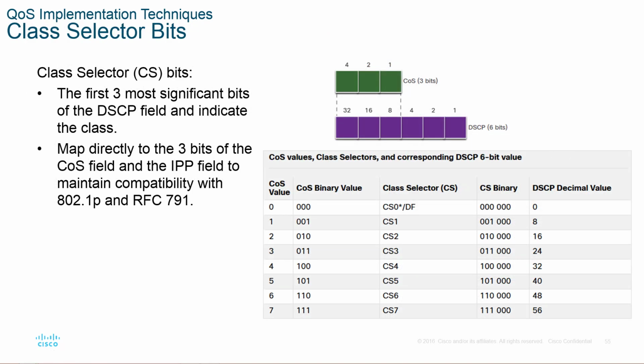Our class selector bits. So the first 3 significant bits are going to indicate the class. That's going to map directly to the 3 bits of the CoS field and the IPP field to maintain compatibility.